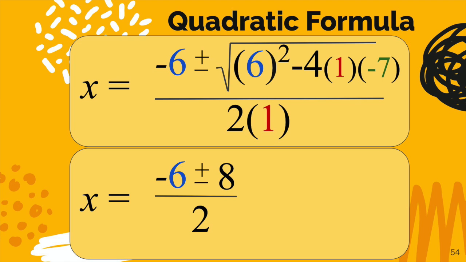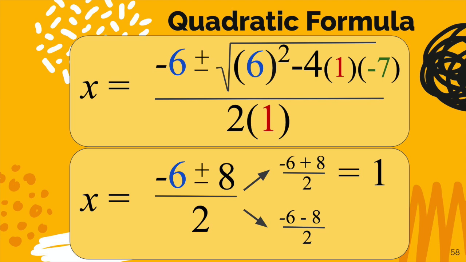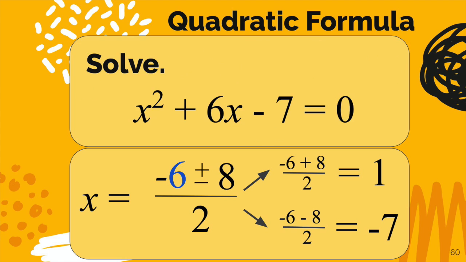So now we have the statement negative 6 plus or minus 8 all over 2. Now remember, that plus or minus is how we're going to get our two answers. So we're going to branch that off at this point and get negative 6 plus 8 over 2 and negative 6 minus 8 over 2. Negative 6 plus 8 over 2, of course, is 2 over 2, which is 1. And then negative 6 minus 8 over 2 is negative 14 over 2, which is negative 7. So there's our two answers to the original question. What would x be if x squared plus 6x minus 7 equals 0? And the answers are x equals 1 and x equals negative 7.